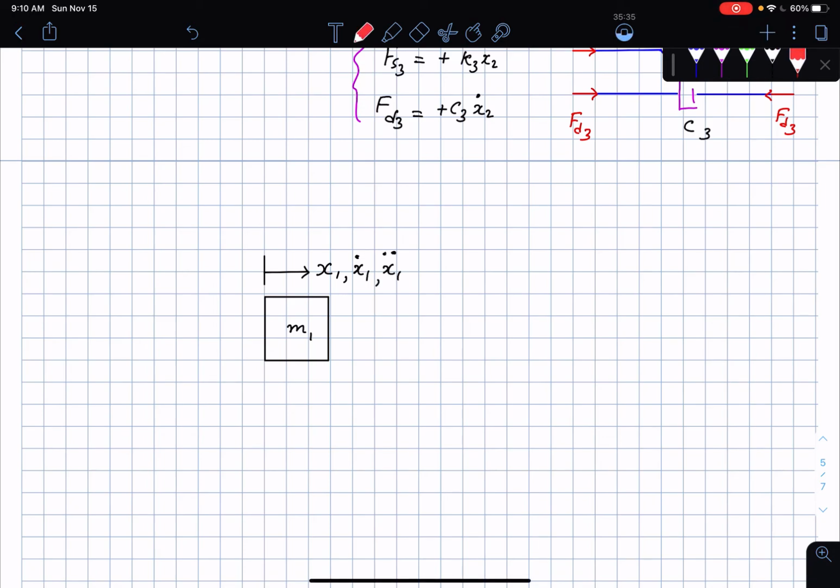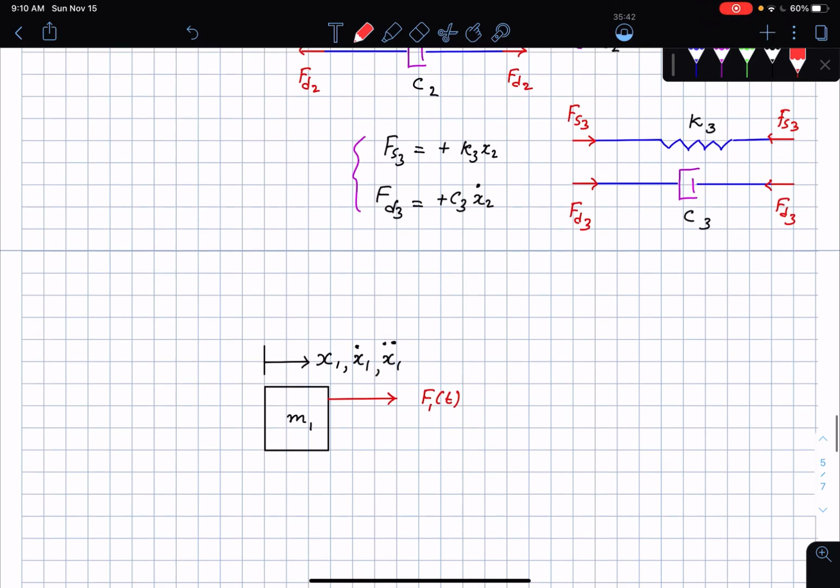Okay, there is an applied force first of all that I want to draw first. So this is F of t or F1 of t. Okay, this is applied on the mass. Then what are the other forces?